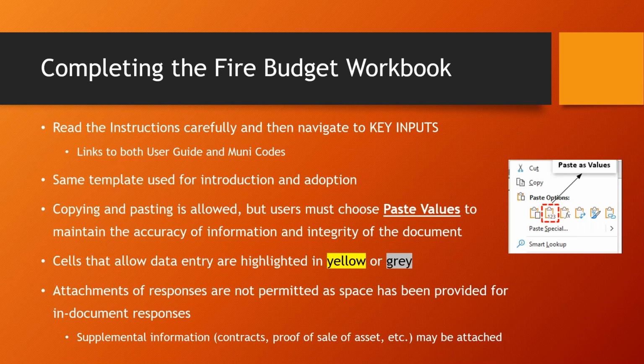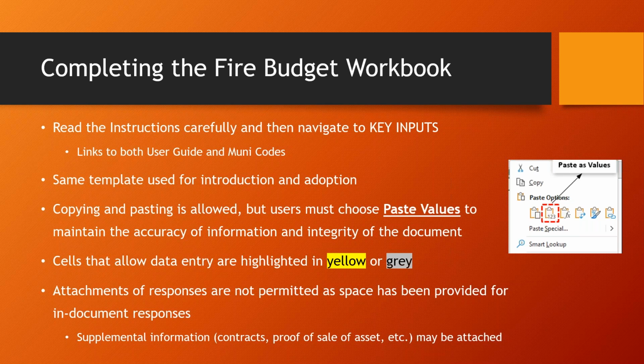The same template is used for introduction and adoption. Once you have completed your introduced budget, you'll simply make a copy of it and rename that copy as the adopted version of the budget. Any amendments between introduction and adoption can be incorporated into that adopted copy before it's uploaded to the system and submitted through FAST for adoption. Copying and pasting throughout the document is allowed, but users must choose the paste values option to maintain the accuracy of information and the structural integrity of the document.